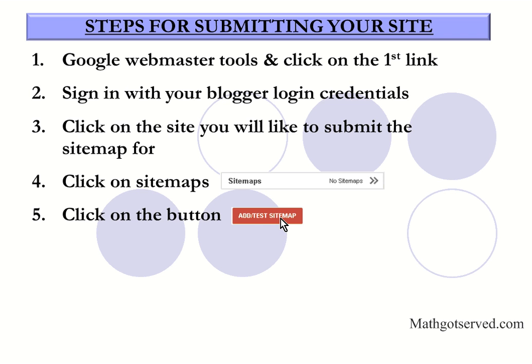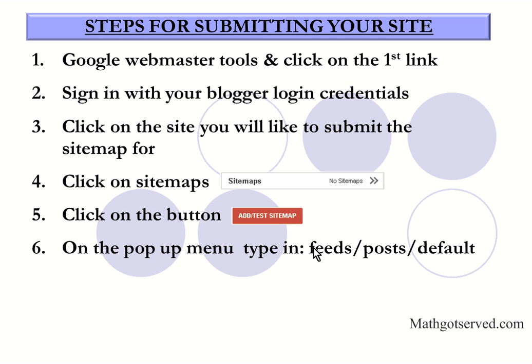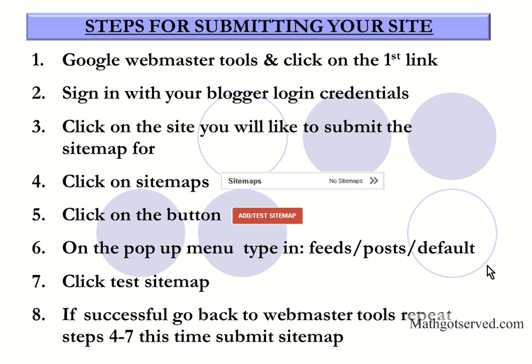You click on that, and a pop-up menu will come up. It will have your blog URL with a slash, and after the slash there is an open field where you just type in feeds/posts/default. When you type that in, you're going to have two options, either to test the sitemap or to submit. I advise you to test it first to make sure it's valid. If you test it and it's successful, it's going to tell you no errors.